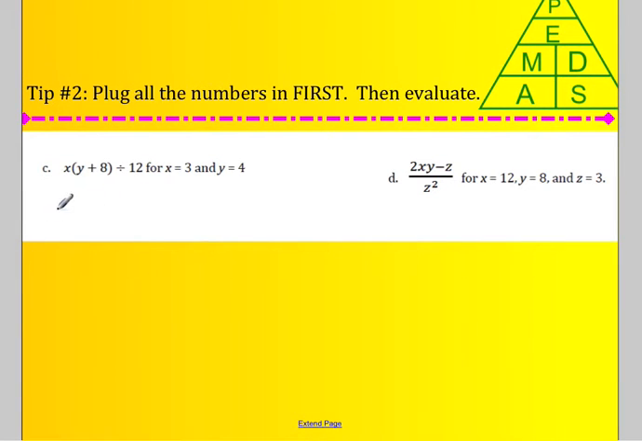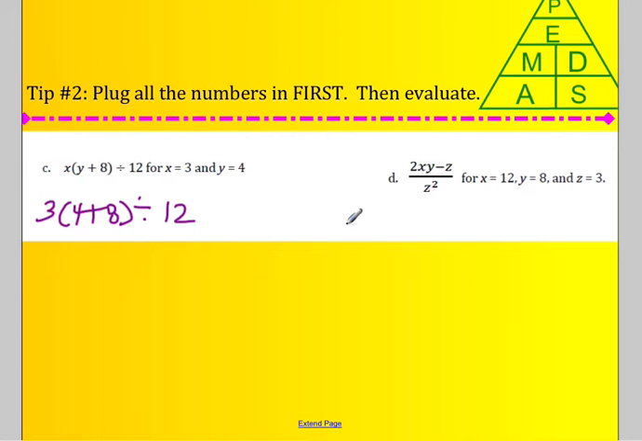All right, let's look at example C. This is a little different because they're giving us variables and now they're telling us the value. So tip number 2, plug all the numbers in first, then evaluate. So looking at C, I'm going to plug in my numbers first. X is 3, so it's 3, parentheses, my y is 4, plus 8, divided by 12.